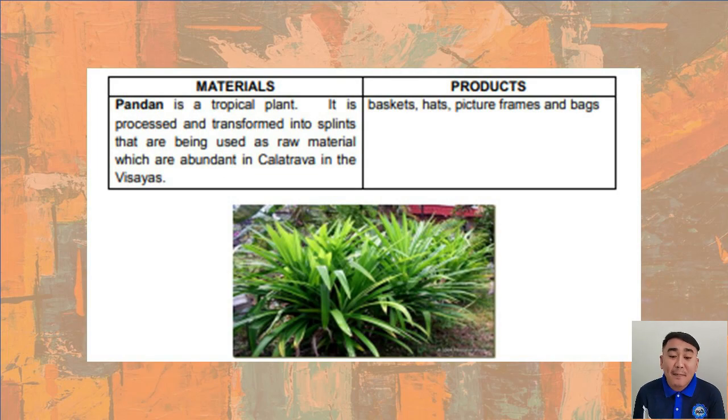Now we have pandan. Pandan is a tropical plant. It is processed and transformed into strips that are being used as raw material, which are abundant in Catanduanes and in the Visayas. The products are baskets, hats, picture frames, and bags.